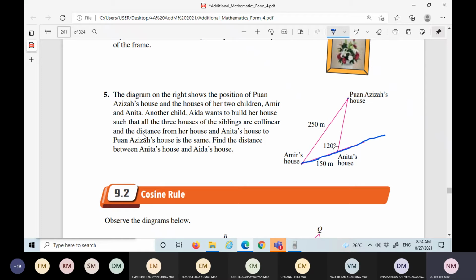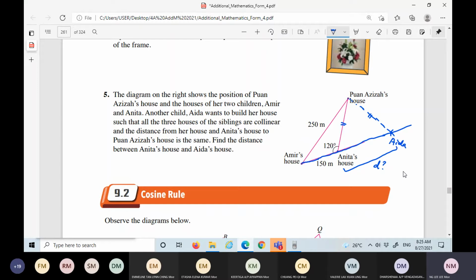And the distance from her house and Anita's house to Puan Aziza's house is the same. What's the meaning? It means the Anita house to the Puan Aziza house, this length, is the same as the Aida house to the Puan Aziza house. So this is like the ambiguous case, no? You see this length. So Aida's house will be here. Find the distance between Anita's house and Aida's house. So they want to find this distance.